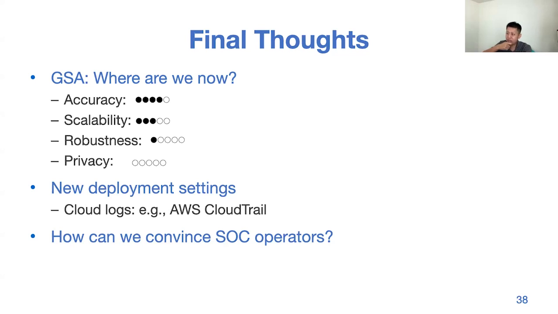And we could also consider other deployment settings and different sources of logs. For example, if you try to protect your instances on the cloud, such as AWS, you may not really see down to the detailed host and network logs. Some of the logs are really coarse-grained. So how are we able to detect complicated attacks on this kind of data? I think that needs more thought.